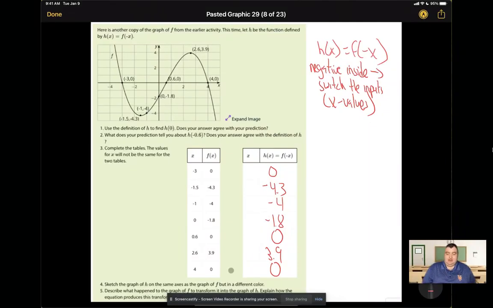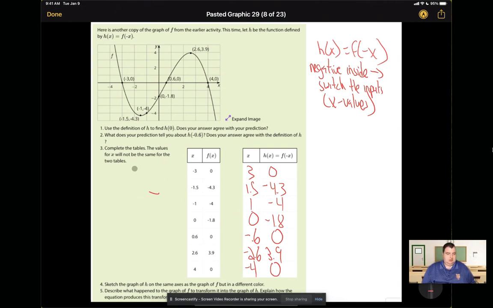Our x values, our inputs, are going to switch to their opposites. So negative 3 changes to 3. Negative 1.5 switches to 1.5. This will be 1, 0, negative 0.6, negative 2.6, and negative 4. Okay? So we did the opposite from the previous. This time we switched the inputs and kept the outputs the same. Okay?